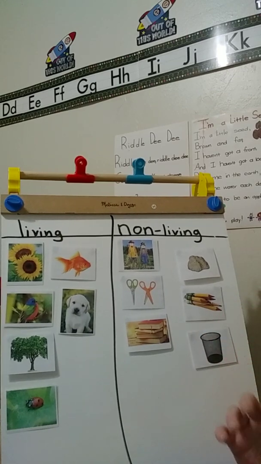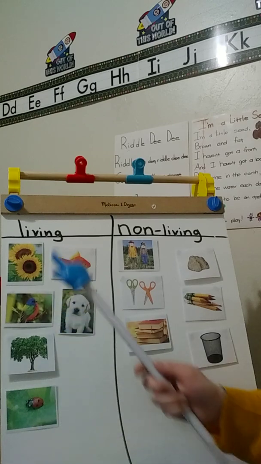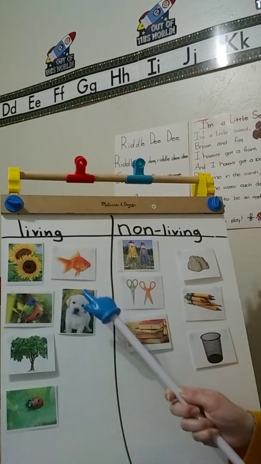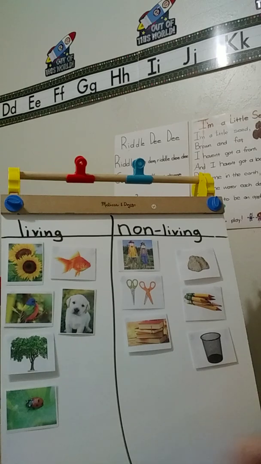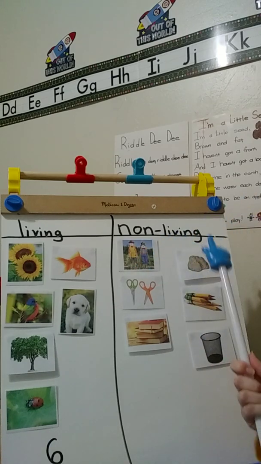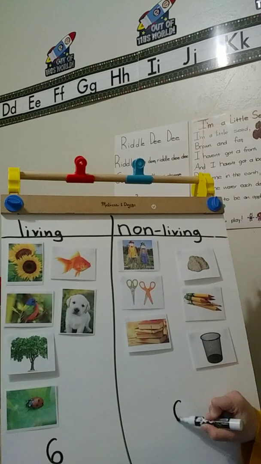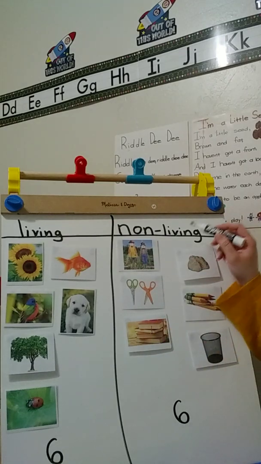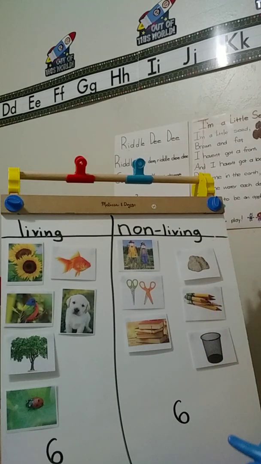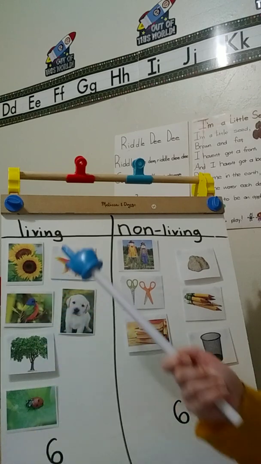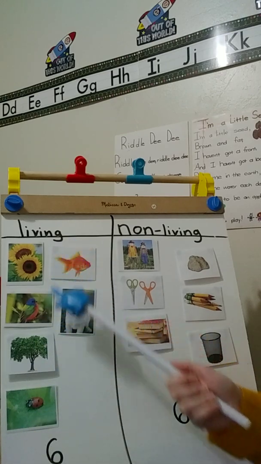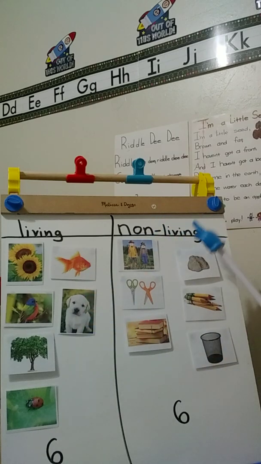And those are the pictures we have for today. Let's count the living. 1, 2, 3, 4, 5, 6. So I'm going to put 6 right here. Let's count how many are non-living. 1, 2, 3, 4, 5, 6. So we have 6 living and 6 non-living, and they're equal. They're the same. Now that you see these pictures and you know which are living things and which are non-living things, I want you to practice it as well at home.